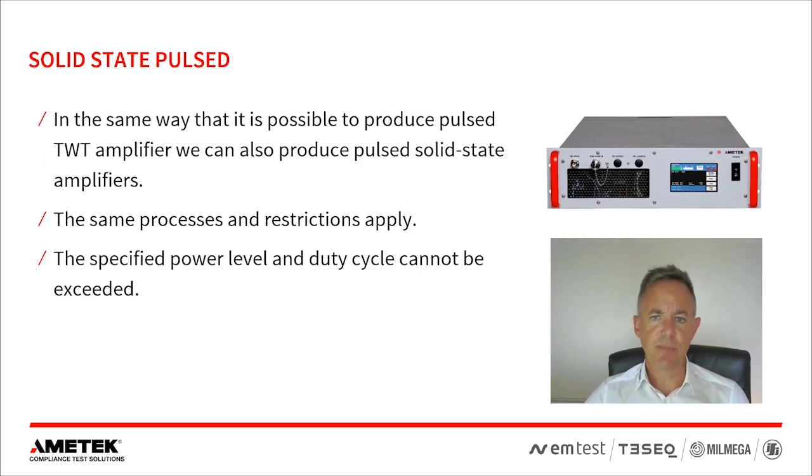In the same way that it is possible to produce a pulsed TWT power amplifier, we can also produce pulsed solid-state amplifiers, which are typically biased in Class C. For Class C pulsed amplifiers, the same duty cycle restrictions can apply, meaning the specified power level and duty cannot be exceeded. Due to their high efficiency, Class C pulsed amplifiers can achieve much higher output power than their broadband CW solid-state counterparts in a smaller physical size. Of course, all of this, as with other amplifiers, is frequency dependent.